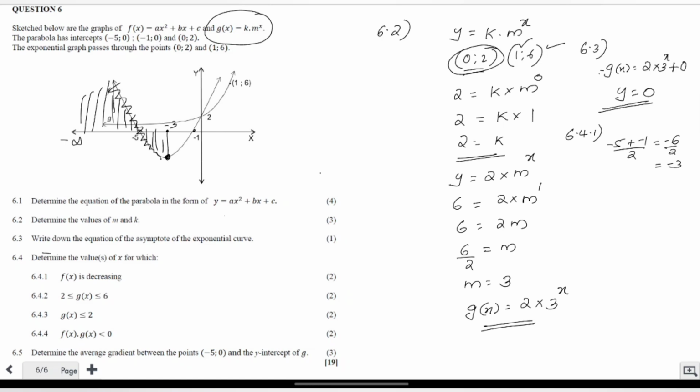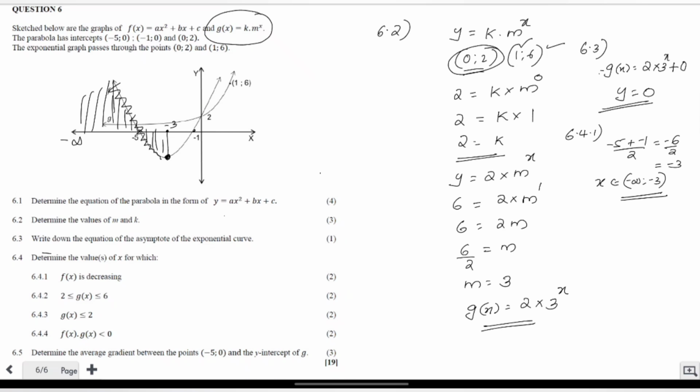So the answer is all the x values starting from minus infinity up until -3, both are open. Don't put a close bracket there, okay? That's how we do it. Is it clear now? All right, now we can move to question number 6.4.2.